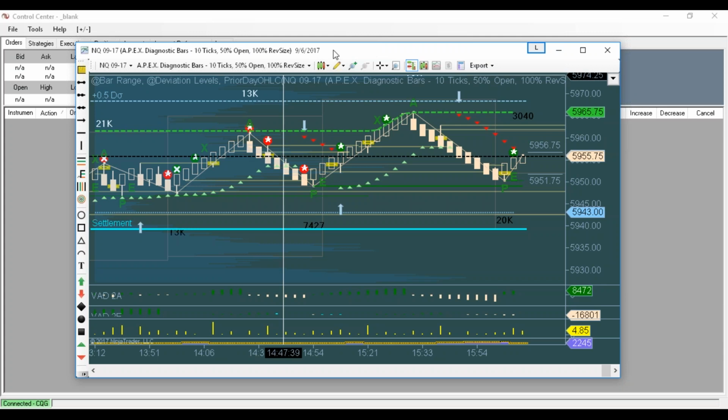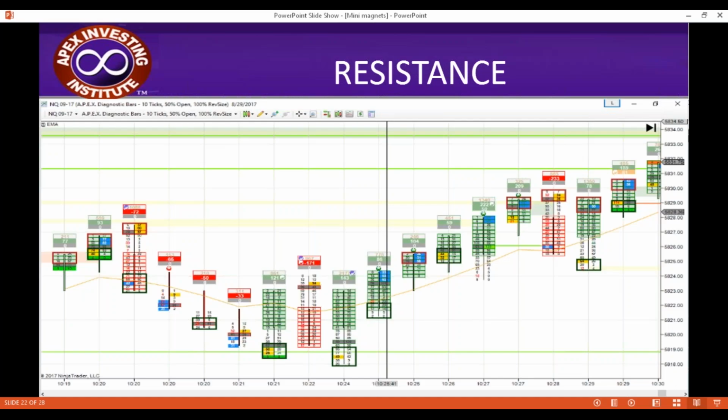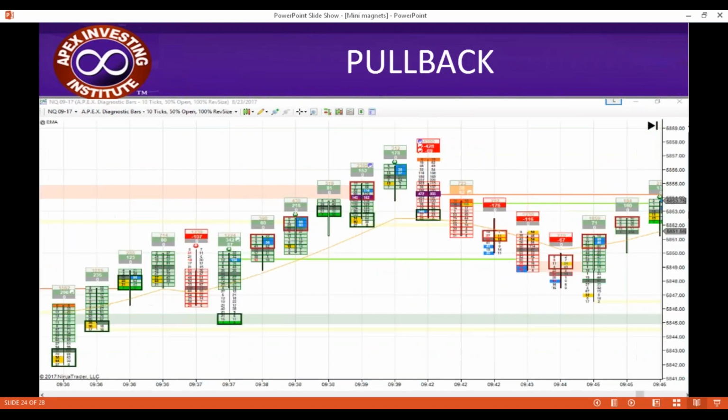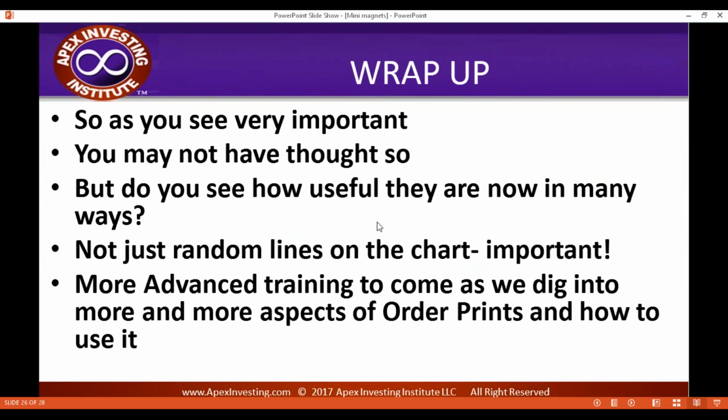So, okay, guys, start paying attention to mini magnets. Start paying attention to all the different aspects of order prints in general, just to start getting the feel of the market. Okay, check it out. Do some back testing. Do some market replay. We're going to dig into some more subjects here over the next couple advanced training webinars on order prints.